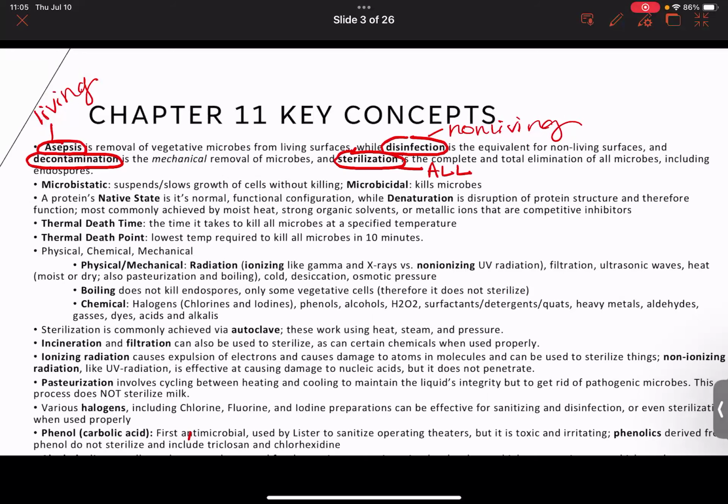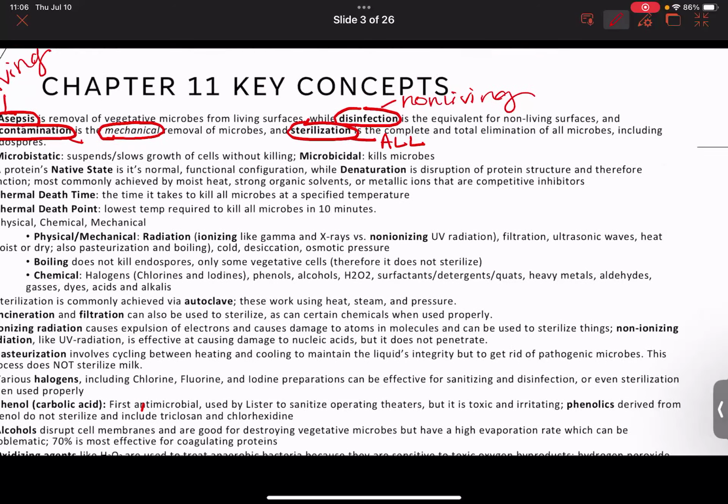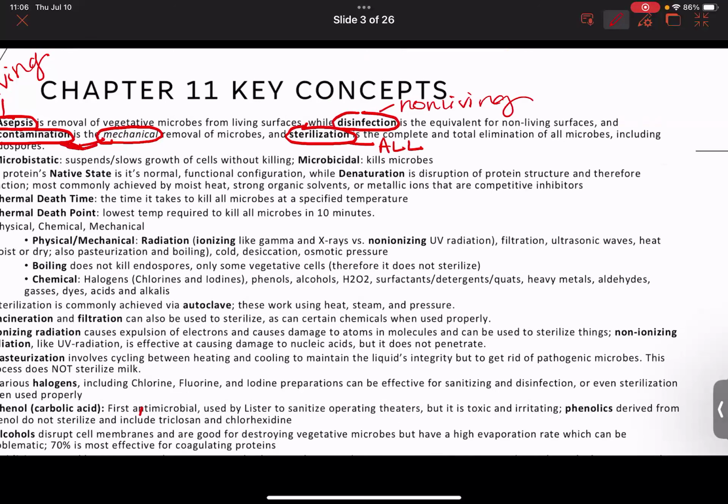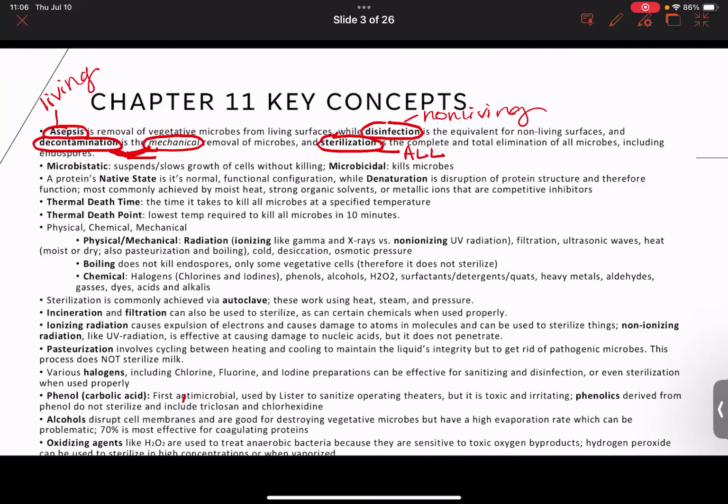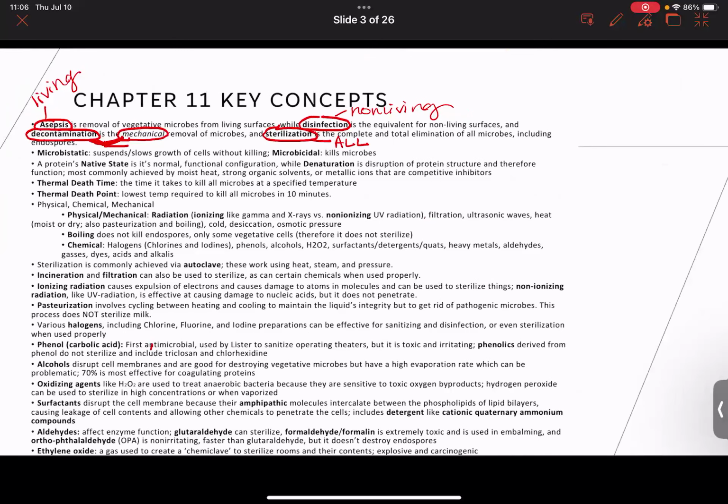All right, decontamination, it's very similar to disinfection, but it's slightly different. Whereas disinfection is just removing things from non-living surfaces, decontamination is the mechanical removal of microbes. Usually this refers, so it's mechanical. And so I want to define what that means. Mechanical is like physical removal. Whenever you are scrubbing to prep for a surgery or something, you are mechanically removing the microbes by the scrubbing, and the suds help physically remove the microbes from the surface of the skin.